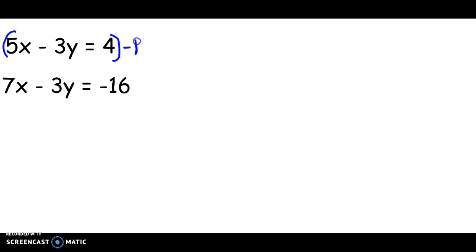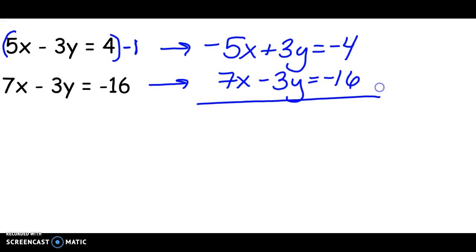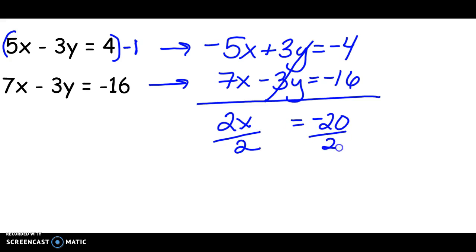So I'm going to multiply the first one this time by negative 1. So I have negative 5x plus 3y equals negative 4. And then I'm just rewriting the second equation, making sure that you're rewriting and taking your time to be neat. Negative 5 plus 7 is positive 2x. My 3's cancel, always check, equals negative 20. Let's divide both sides by 2. I get x equals negative 10.